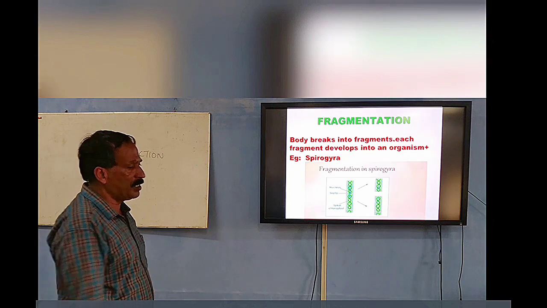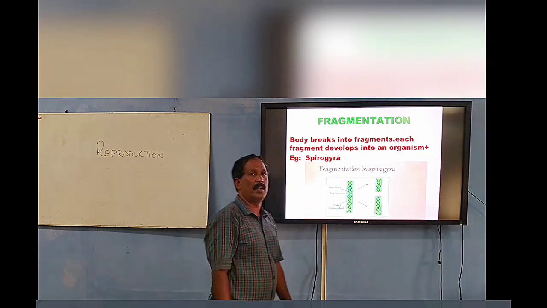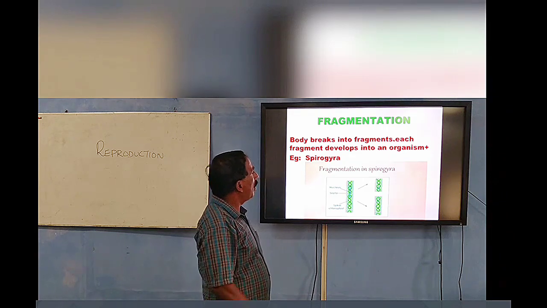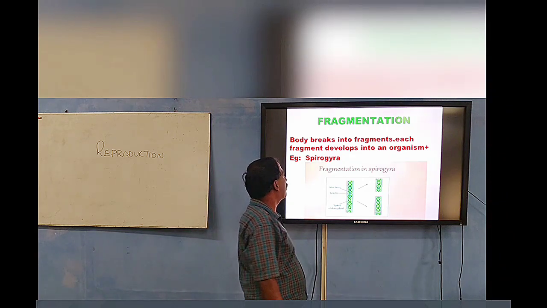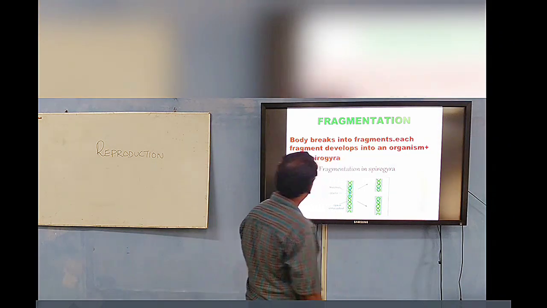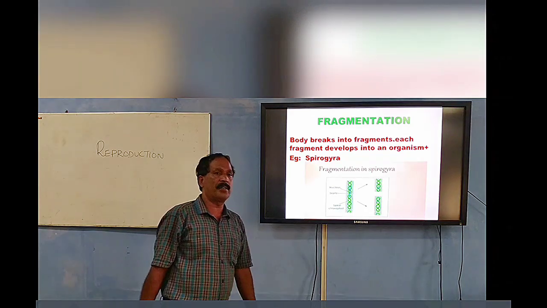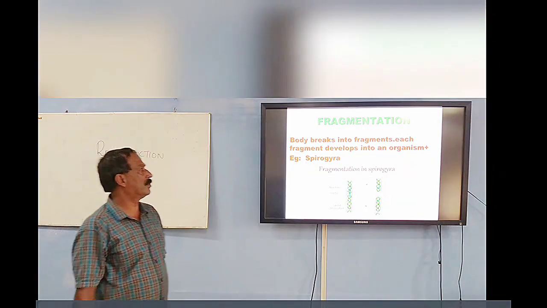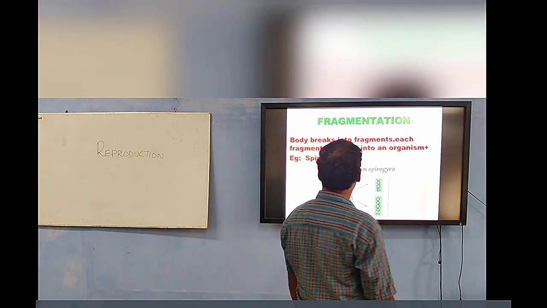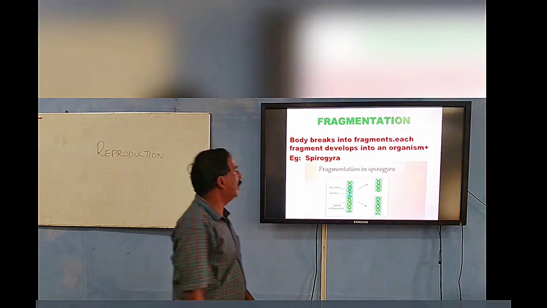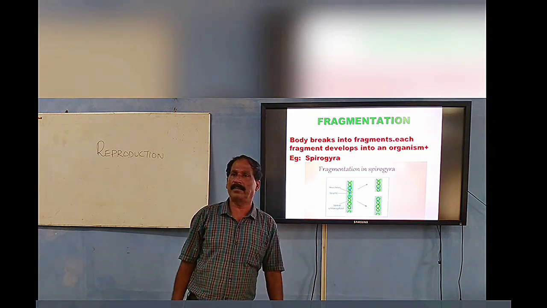Then the next one is fragmentation. Fragment means pieces. The mature organism breaks into small pieces, and each piece or fragment develops into a new organism. This is called fragmentation. An example is spirogyra, one kind of algae, and it performs asexual reproduction by fragmentation.